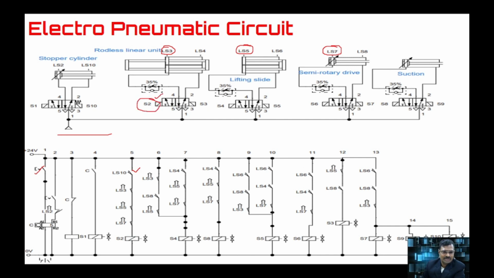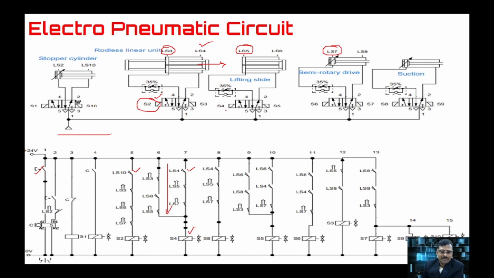So once this solenoid is getting signal, this rodless linear unit moves forward like this. Once it has moved forward, it reaches LS4. So this LS4 is given here. So LS4 and LS5, LS7. These two are in home position. So LS4, LS5, LS7, all these three are in this condition. So only this line. Okay. This line I will discuss a little later. So when these three conditions are satisfied, then S4 will get actuated.